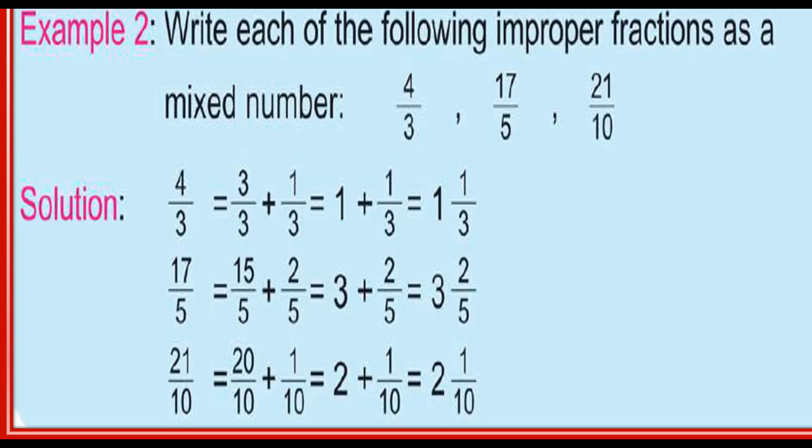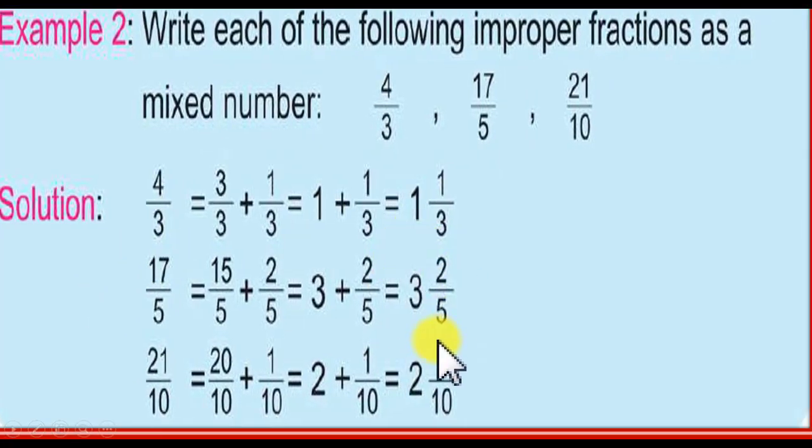What about 17 over 5? If you divide 17 by 5, the result is 3, because 3 times 5 equals 15, and the rest number is 2. So equals 3 and 2 fifths, or 3 and 2 over 5. This is an improper fraction, but that is a mixed number.